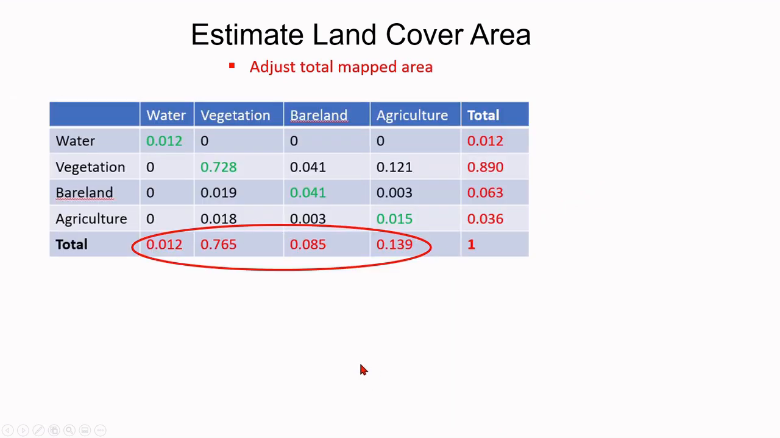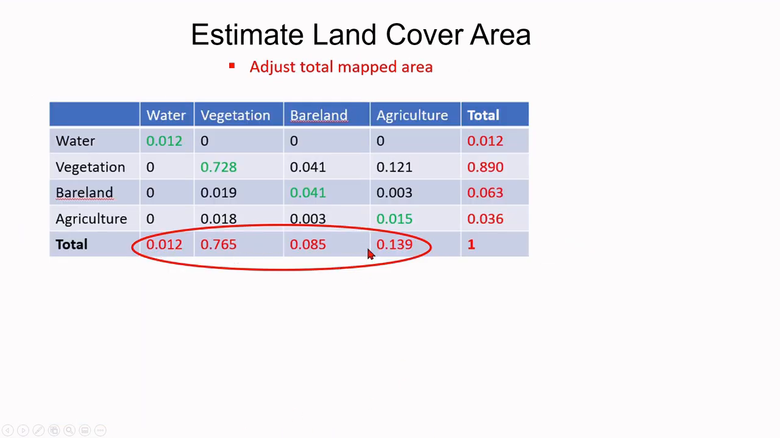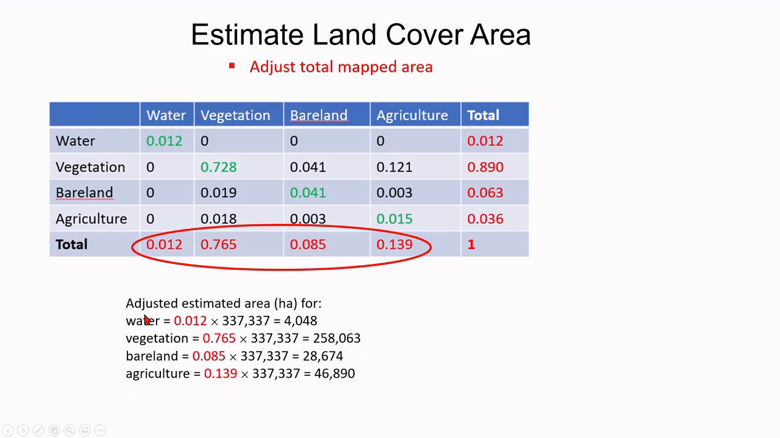Okay. So once you have got your proportional estimate, these are the values we got here, and then we are going to use them here. We need to adjust the total map, which is 337, using these proportional estimates. So we're going to adjust the estimated area.